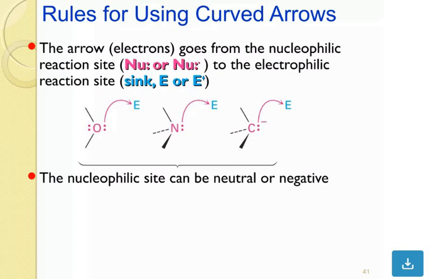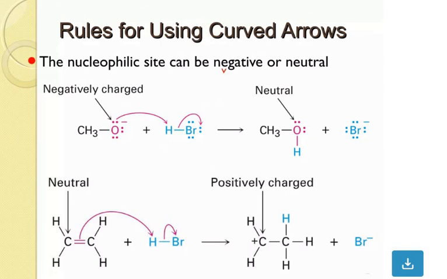So, rules for using curved arrows. The arrow of electrons goes from the nucleophilic reaction site, Nu, to the electrophilic reaction site, E or E plus. You can see here. The nucleophilic site can be neutral or negative. The nucleophilic site can be negative or neutral. Negative charge, you can see; neutral, you can see the positive charge.